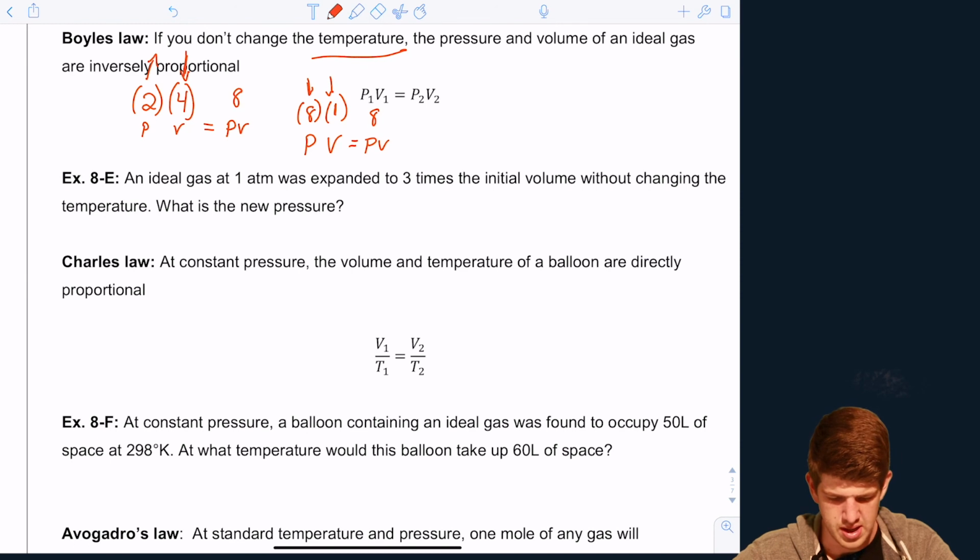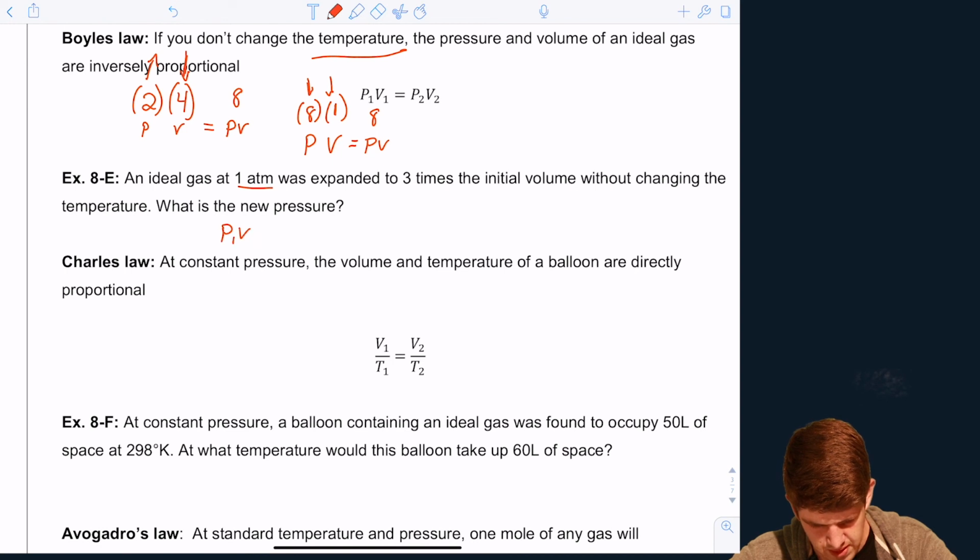So that's Boyle's law. And for example 8e, an ideal gas at 1 atmosphere was expanded to 3 times the initial volume without changing the temperature. What is the new pressure? So P1V1 equals P2V2. An ideal gas at 1 atmosphere was expanded to 3 times the initial volume.